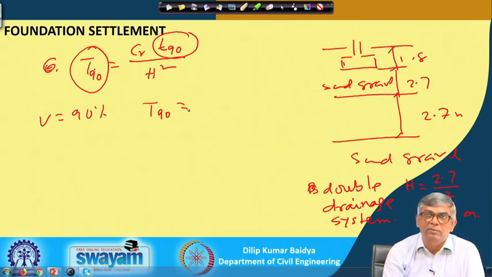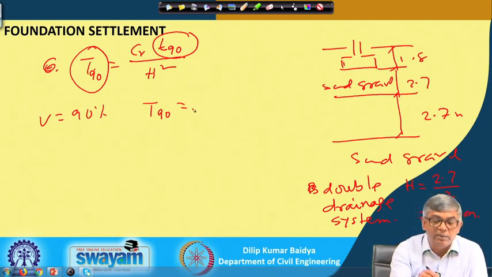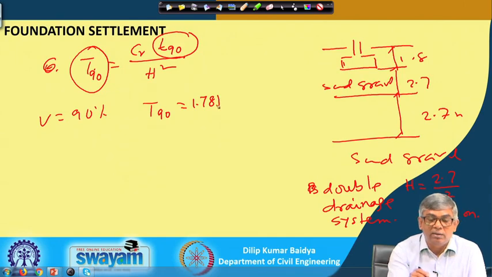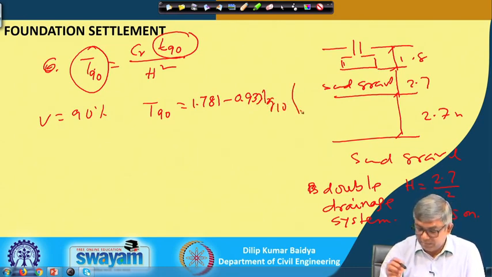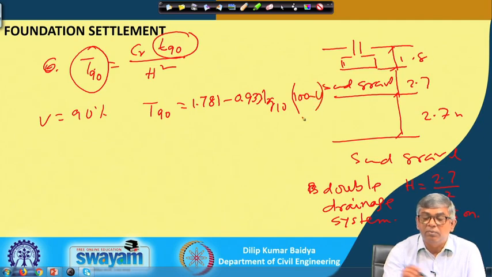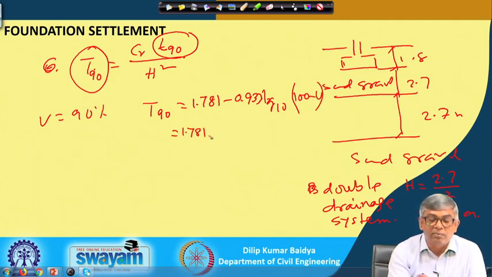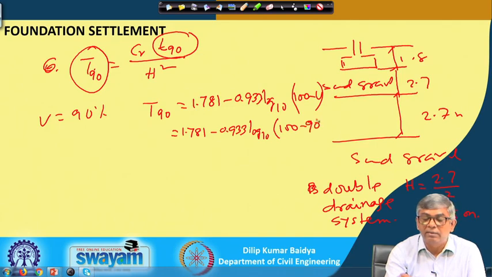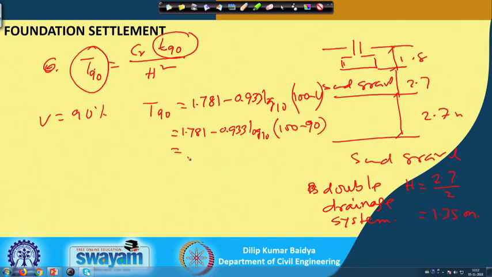So, it is 90% degree of consolidation, that means it is above 60%. So, I will use the second set of equation, that T90 will be 1.781 minus 0.933 multiplied by log 10 of (100 minus U). So, if I put that 1.781 minus 0.933 log 10 of (100 minus 90), then we will get a value equal to 0.848. You can see exactly for 90% the value is 0.848.